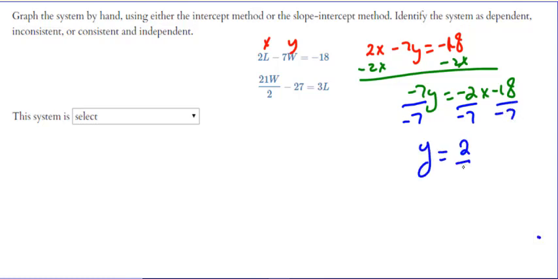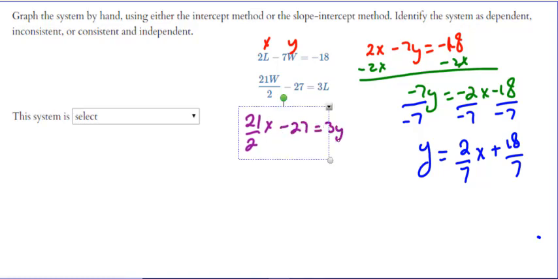So that leaves me y equals 2/7x plus 18 over 7. Okay, now let's look at the bottom one. So that's 21 over 2x minus 27 equals 3y. Everything's good except for one thing.